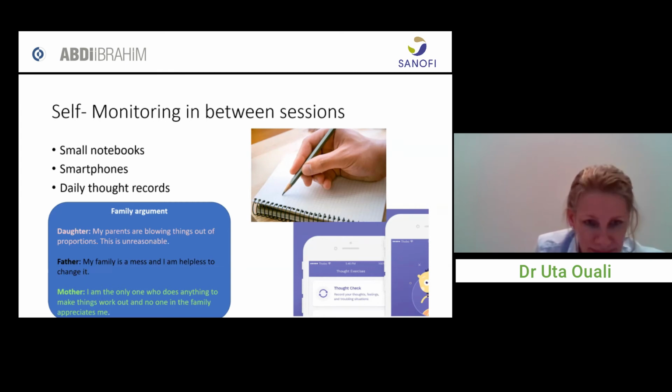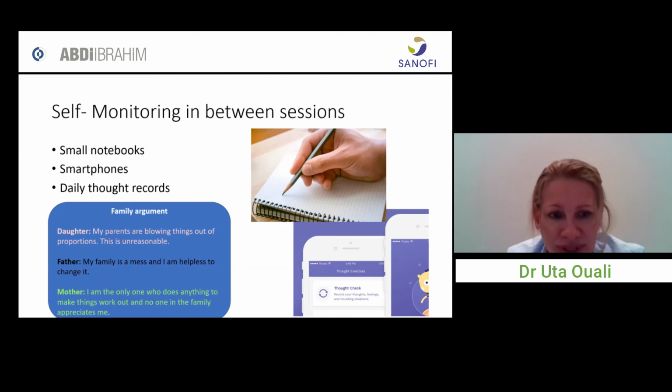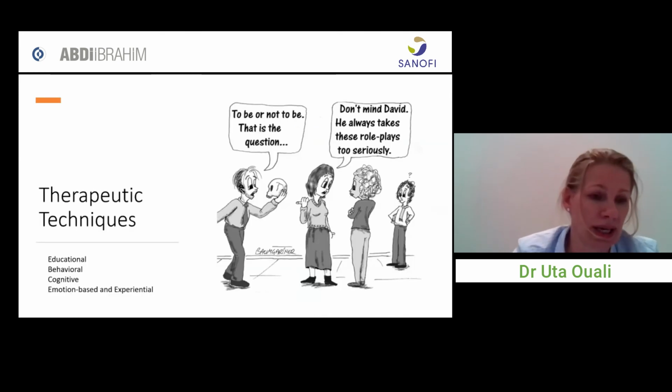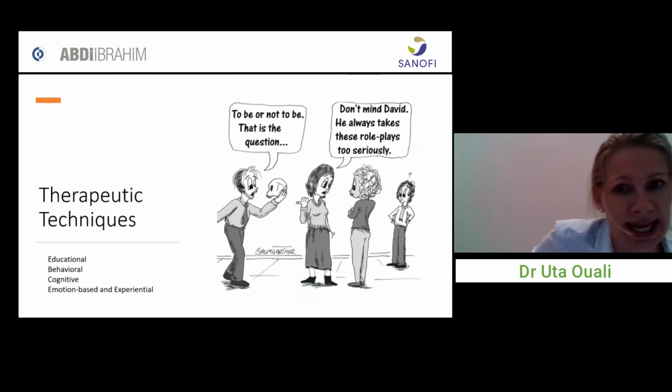So following a family argument, the daughter thinks that really my parents are blowing things out of proportion. This is really unreasonable. The father thinks, oh God, my family is a mess and I'm helpless to change it. And the mother thinks, well, I'm the only one who does anything to make things work out and no one in the family appreciates me. Now, this is an interesting point to see how each family member has a different point of view of this argument.